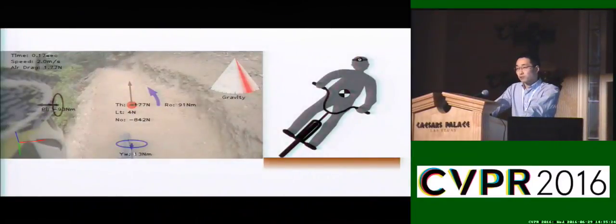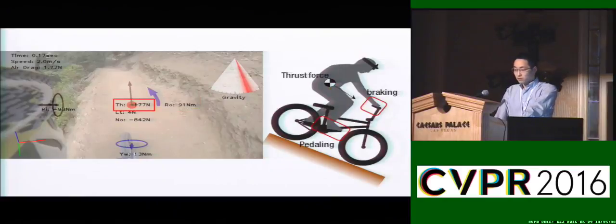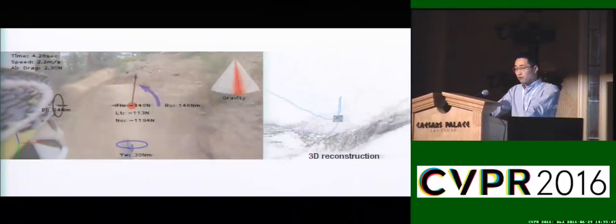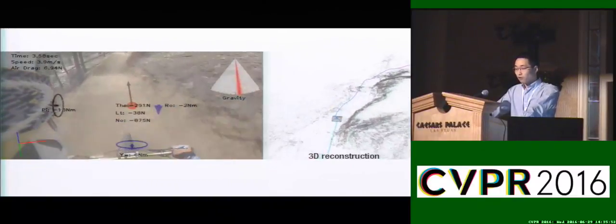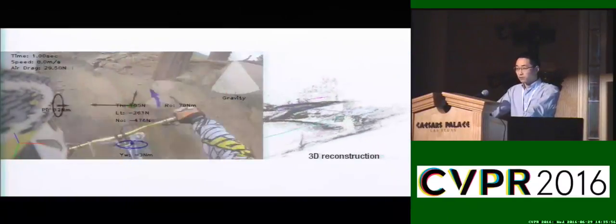In this paper, we present a method to decode the physical sensation in the form of force and torque from the first-person video. For instance, we compute the gravity, the roll torque to balance his posture, the thrust force applied through braking and pedaling, and air drag as well. On the right, I'm showing a 3D reconstruction of the camera trajectory of the mountain biker. On the left, I visualize all the force and torque that apply to him to balance and move forward from the first-person video.